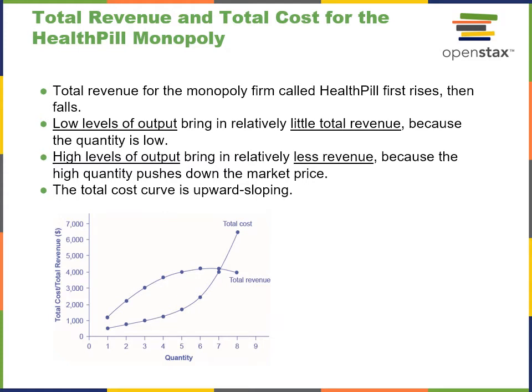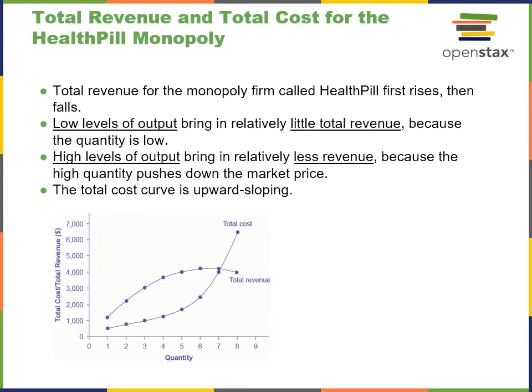Here we see that total revenue for the monopoly firm called Health Pill first rises and then falls. This really follows the pattern of the demand curve itself, which curves down because of diminishing utility. So low levels of output bring relatively low total revenue because the quantity is low. And high levels of output bring relatively less revenue because the high quantity pushes down the market price.